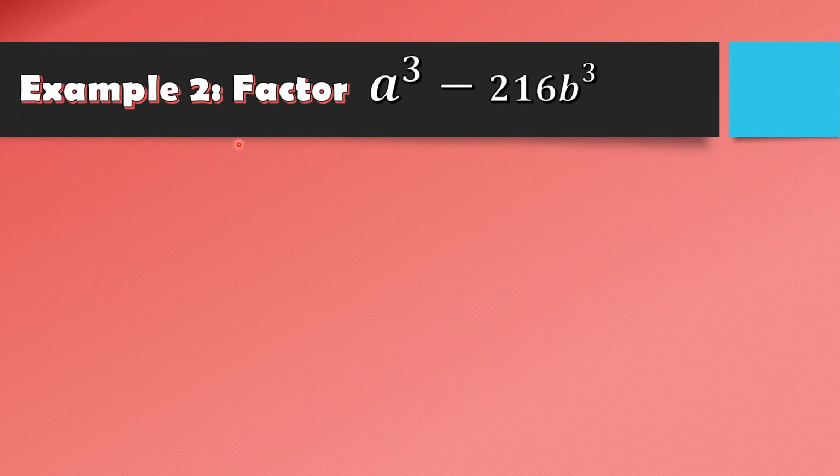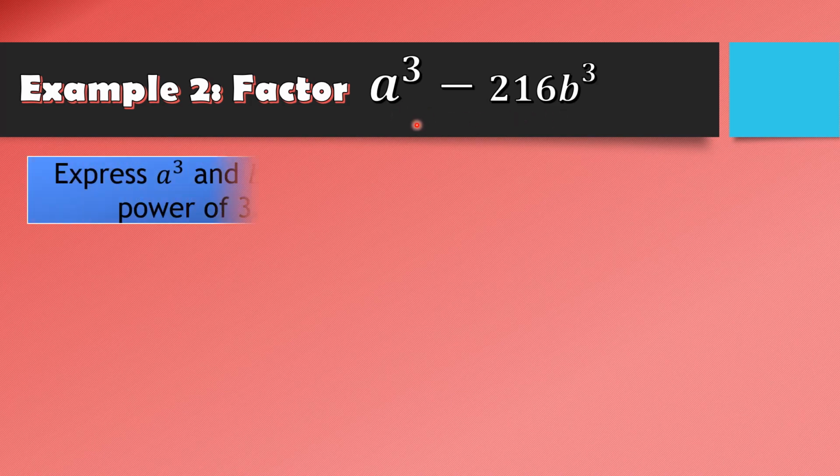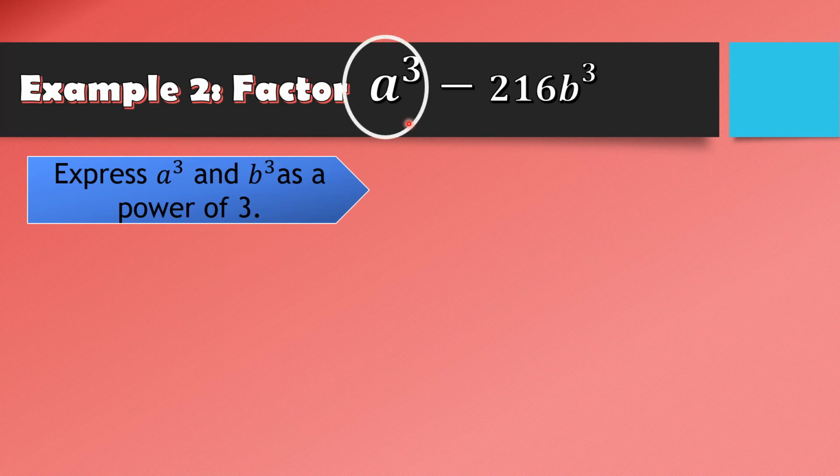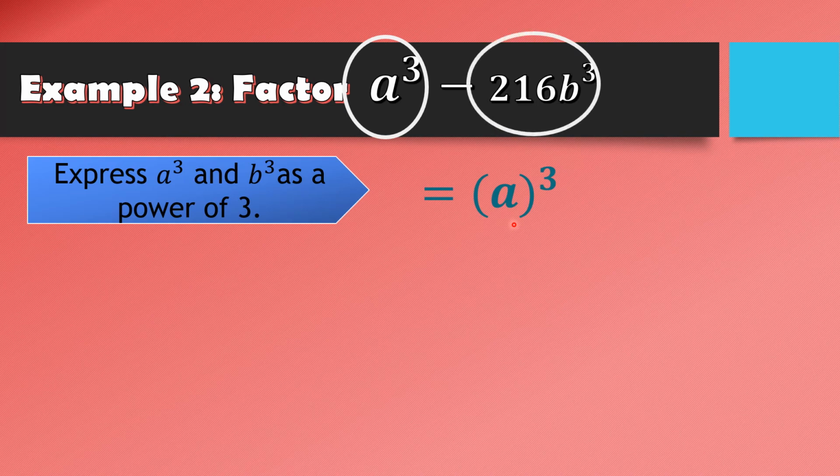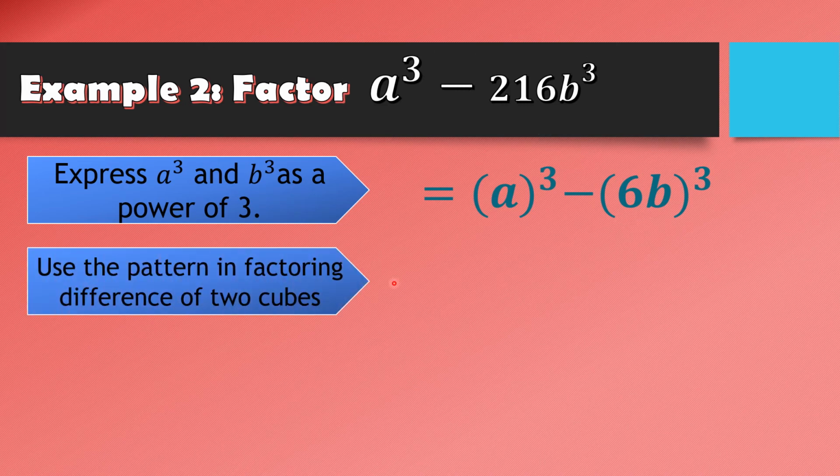Number 2, i-factor naman natin ang a cubed minus 216b cubed. First, express them as power of 3. Para sa a cube, ang magiging base natin kapag in-express yan as power of 3 ay a. Para naman sa 216b cube is 6b. Then, use the pattern in factoring difference of two cubes. Tandaan, kapag minus, ang unang factor natin ay magiging subtraction at lahat naman ng operation dito ay addition.